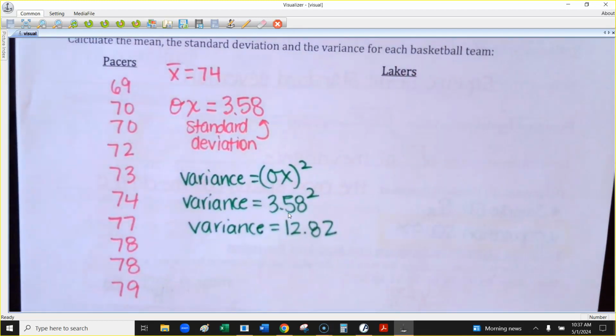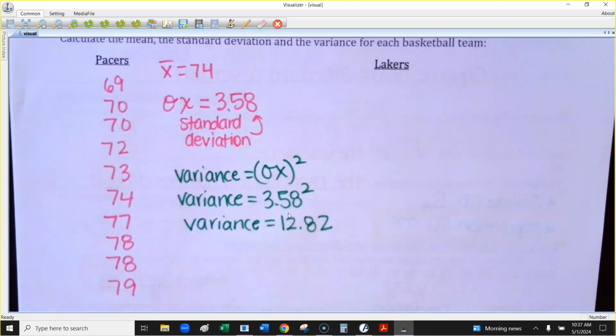So it's a little bit faster than doing all that work we did on the front, if you guys can use your calculator for that. All right, so I'm going to write down the heights of the Lakers and see if you guys can go through and do this on your own. I'm just going to write it up here and then we can check and make sure you guys are comfortable with the calculator.